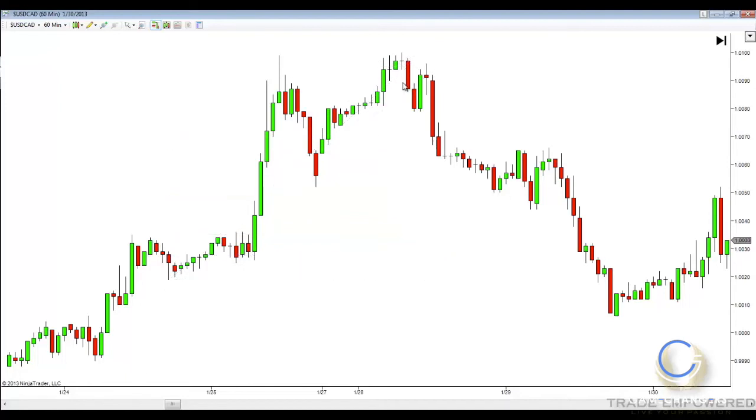Nope, we break above X. Here's a good example of one that's invalid. We have our initial leg. Oops, wrong tool. We have our initial impulse leg.